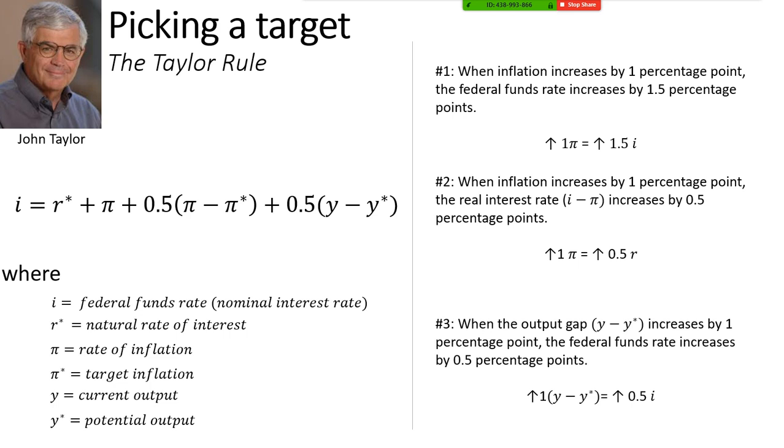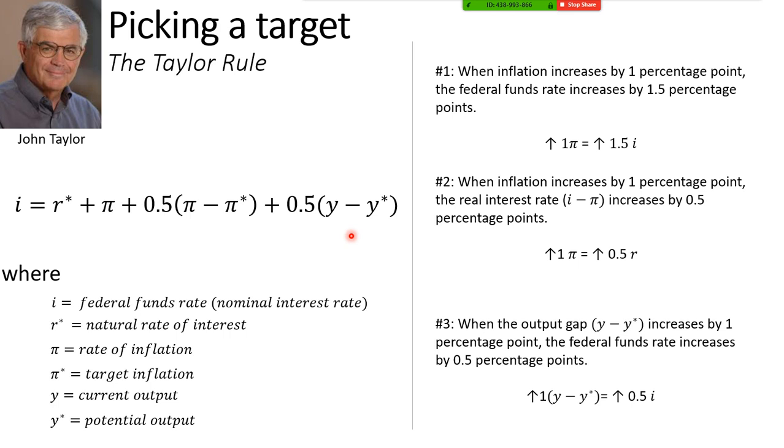And if you remember back to macro, when you had a supply and demand model of a long run equilibrium, you had the long run aggregate supply curve. Remember where that aggregate supply curve hit the x-axis, you had potential output. And if your short run output was greater than that potential, remember, you had an inflationary gap. Okay, so what we're effectively saying is that when this output gap increases by 1 percentage point, that means our current output is greater than our potential output.